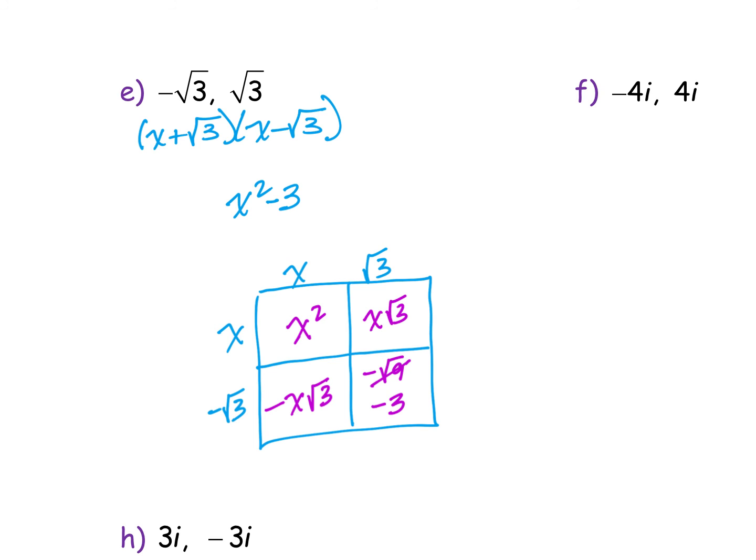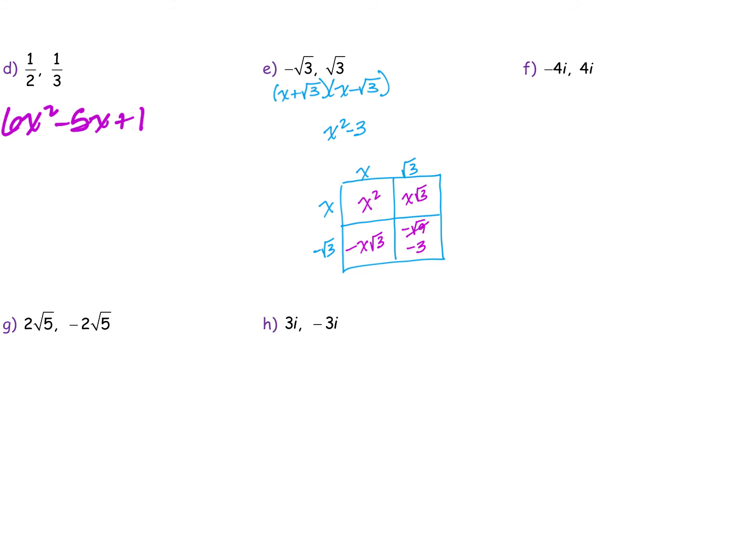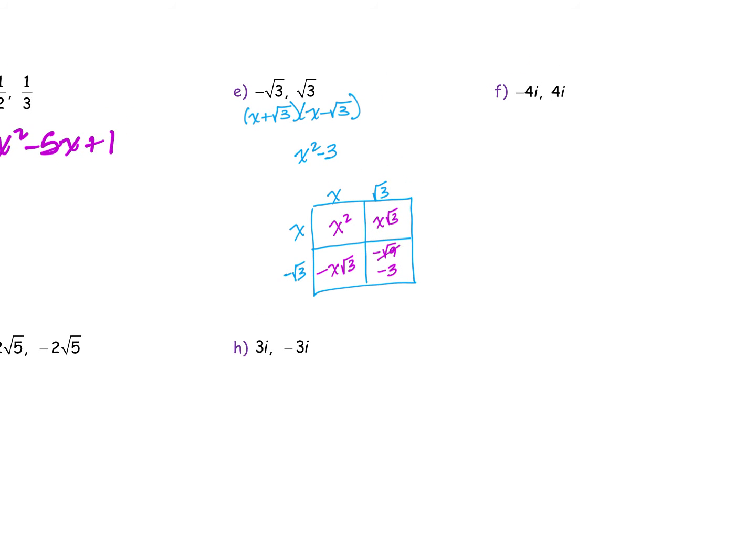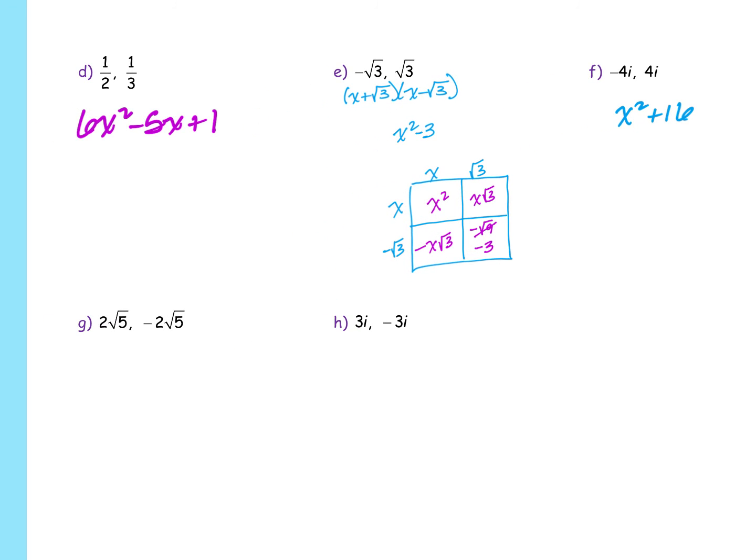Okay, so you guys can see what they are. For F, I get x squared plus 16. For G, I get x squared minus 20. And for H, I'm going to get x squared plus 9.